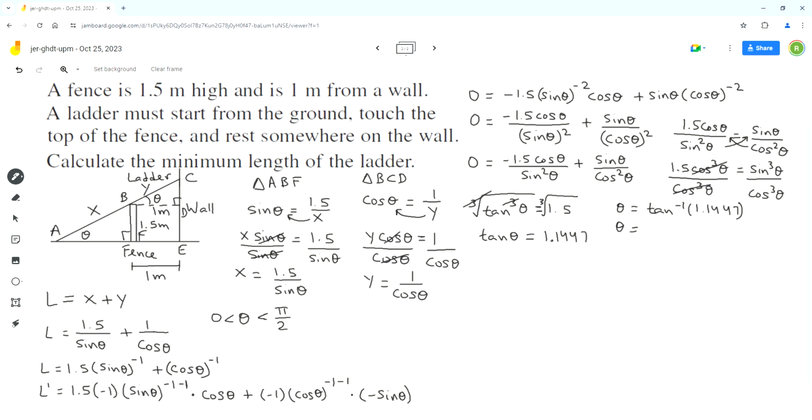Next, we can find the value of theta by doing the inverse of tan. Theta is 0.853 radians. And this value lies in the domain, so that means it's a valid value. Now we can check whether the length of the ladder is minimum at this theta value we got by using the first derivative test, and for that we can use the number line method.